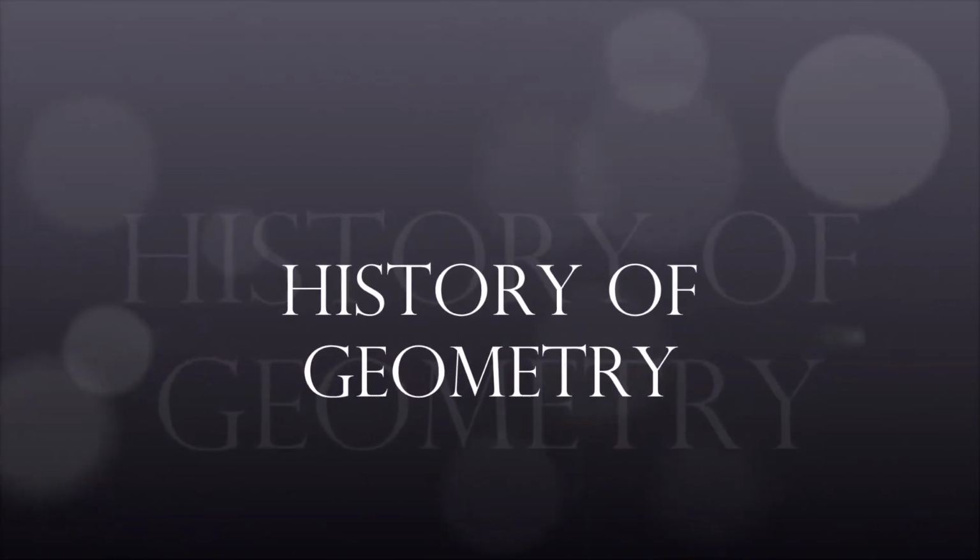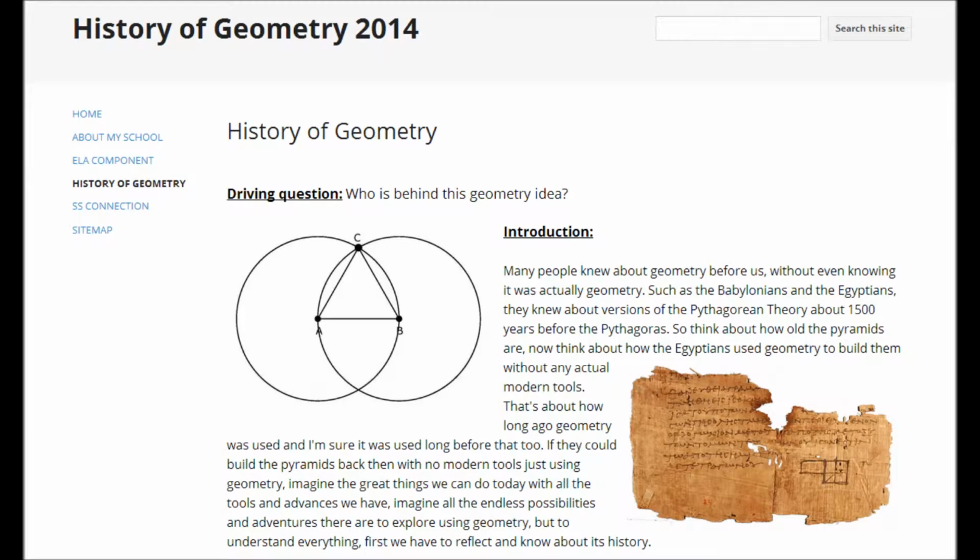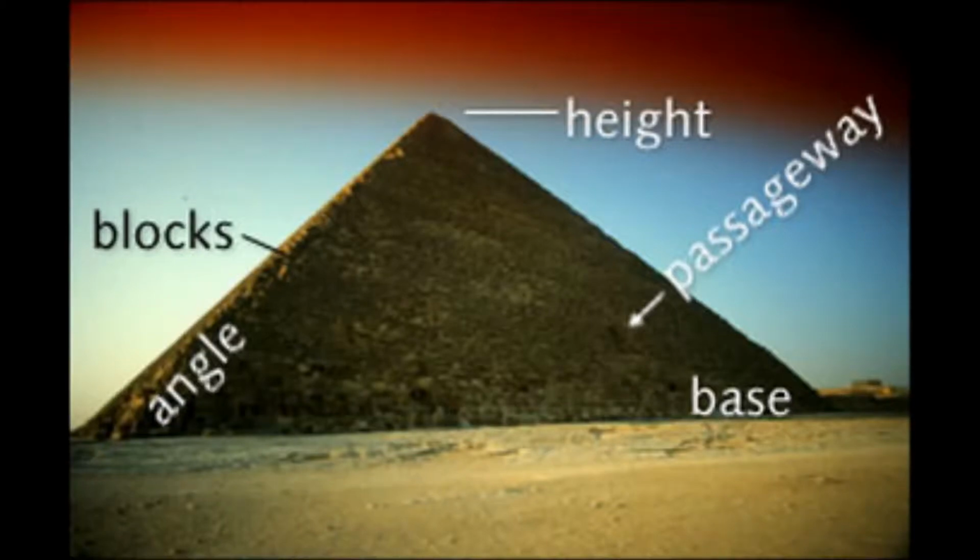For my project, I will explain who is behind this geometry idea. Many people knew about geometry before us without even knowing what geometry actually was, such as the Babylonians and the Egyptians. They knew about versions of the Pythagorean theorem about 1500 years before Pythagoras. So think about how the pyramids are.